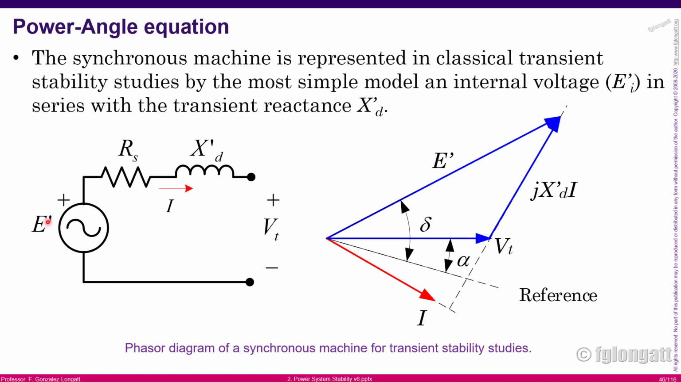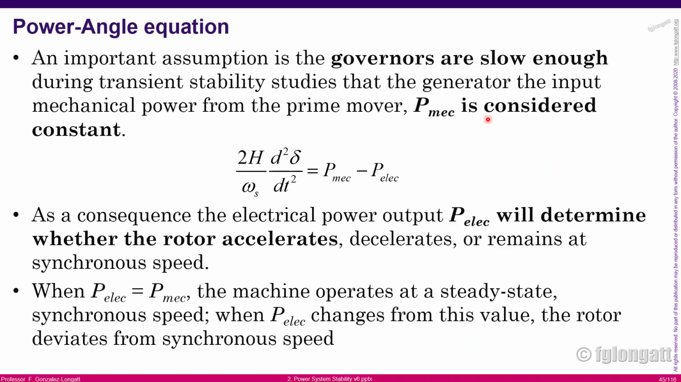And on the right hand side over there, you can see the very beautiful phasor diagram of the machine, okay? In this case, you can see the reference. This is the rotating reference at synchronous speed, and delta is the angle that defines the position of the internal voltage of the synchronous machine measured from the reference rotating at synchronous speed, okay?